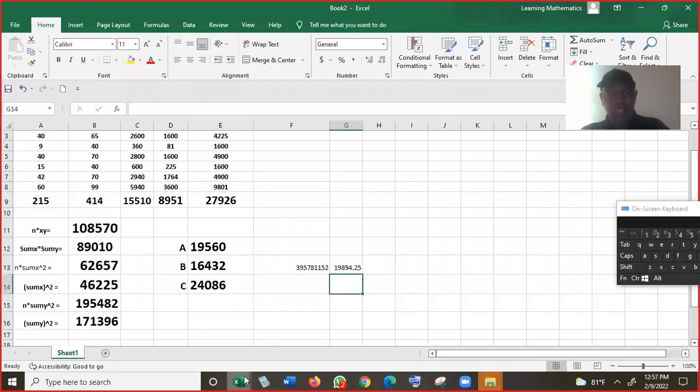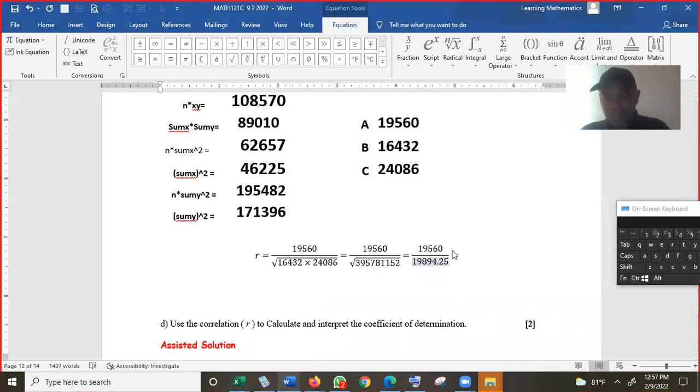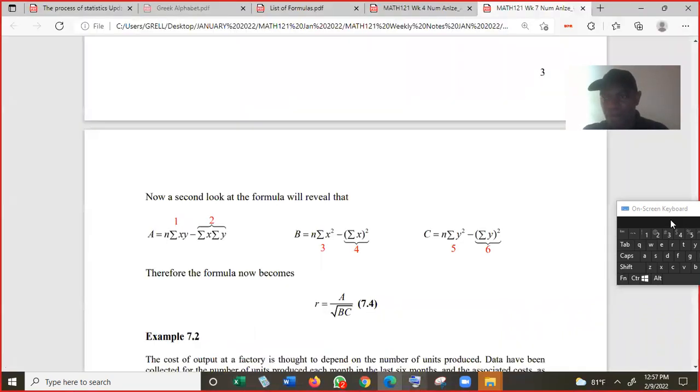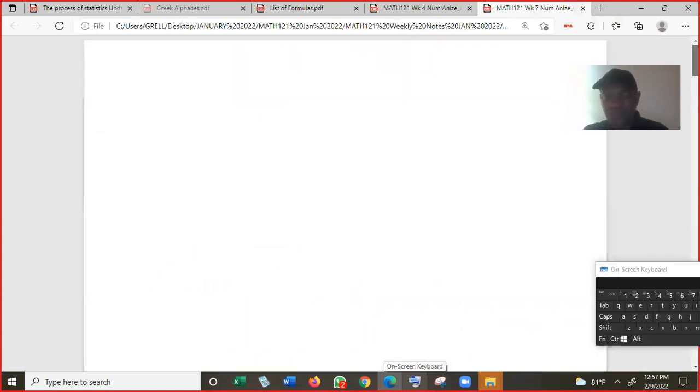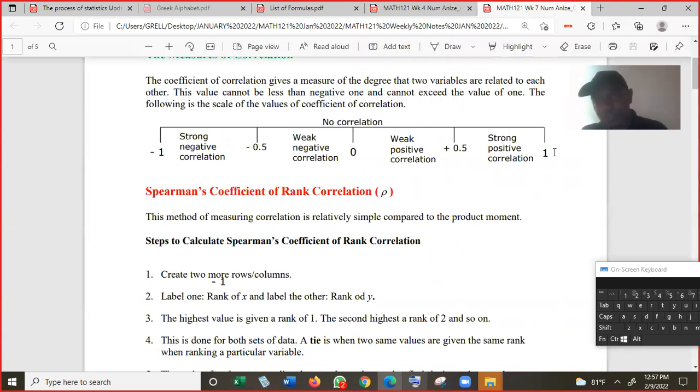19894.25. Okay, and now we have to divide. Bear in mind, you must get a value that must not exceed -1, neither one. No matter what you do, your final answer has to be between -1 and 1 inclusive. You cannot get 1 point something, you cannot get -1 point something. It must be between -1 and 1 inclusive. You can get -1, you can get 1.